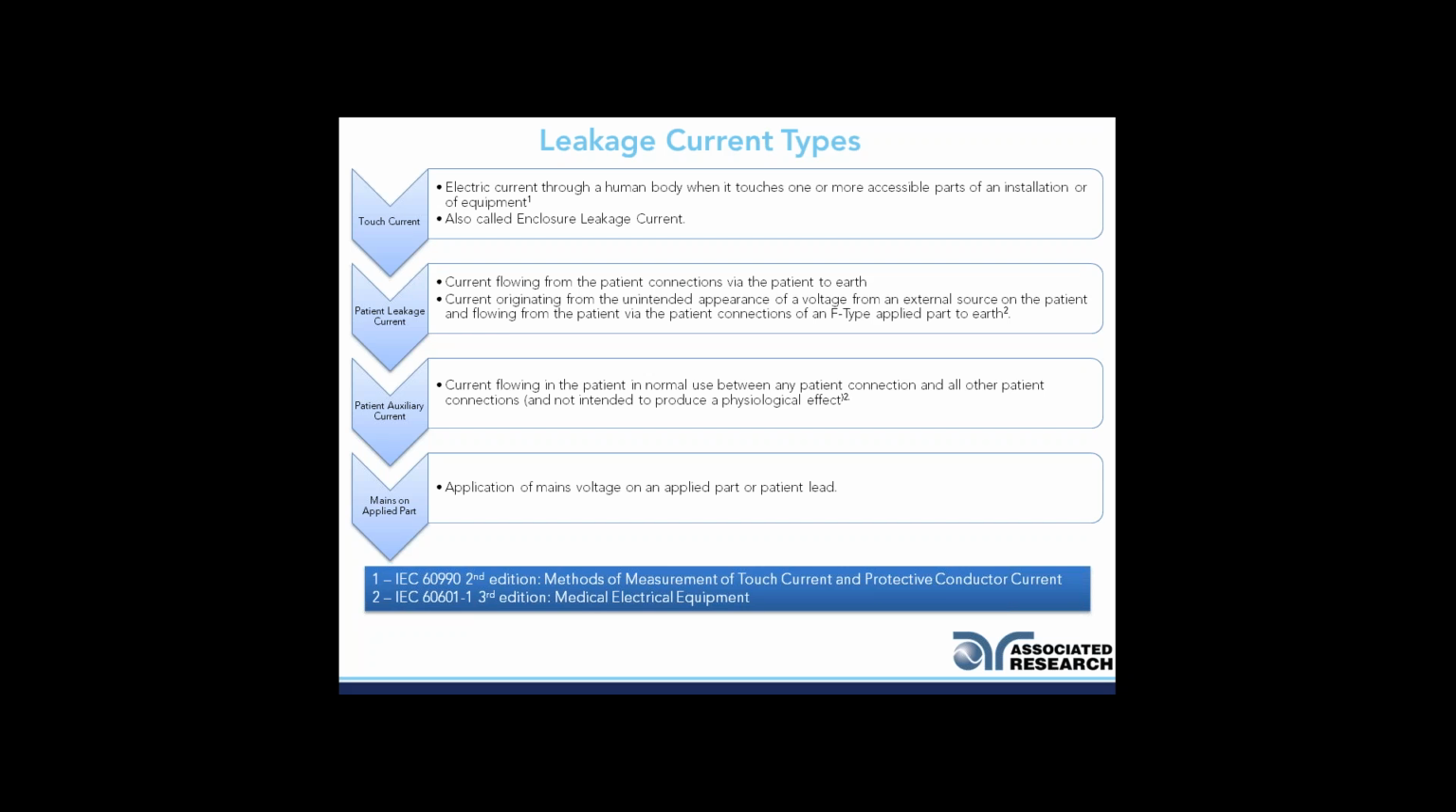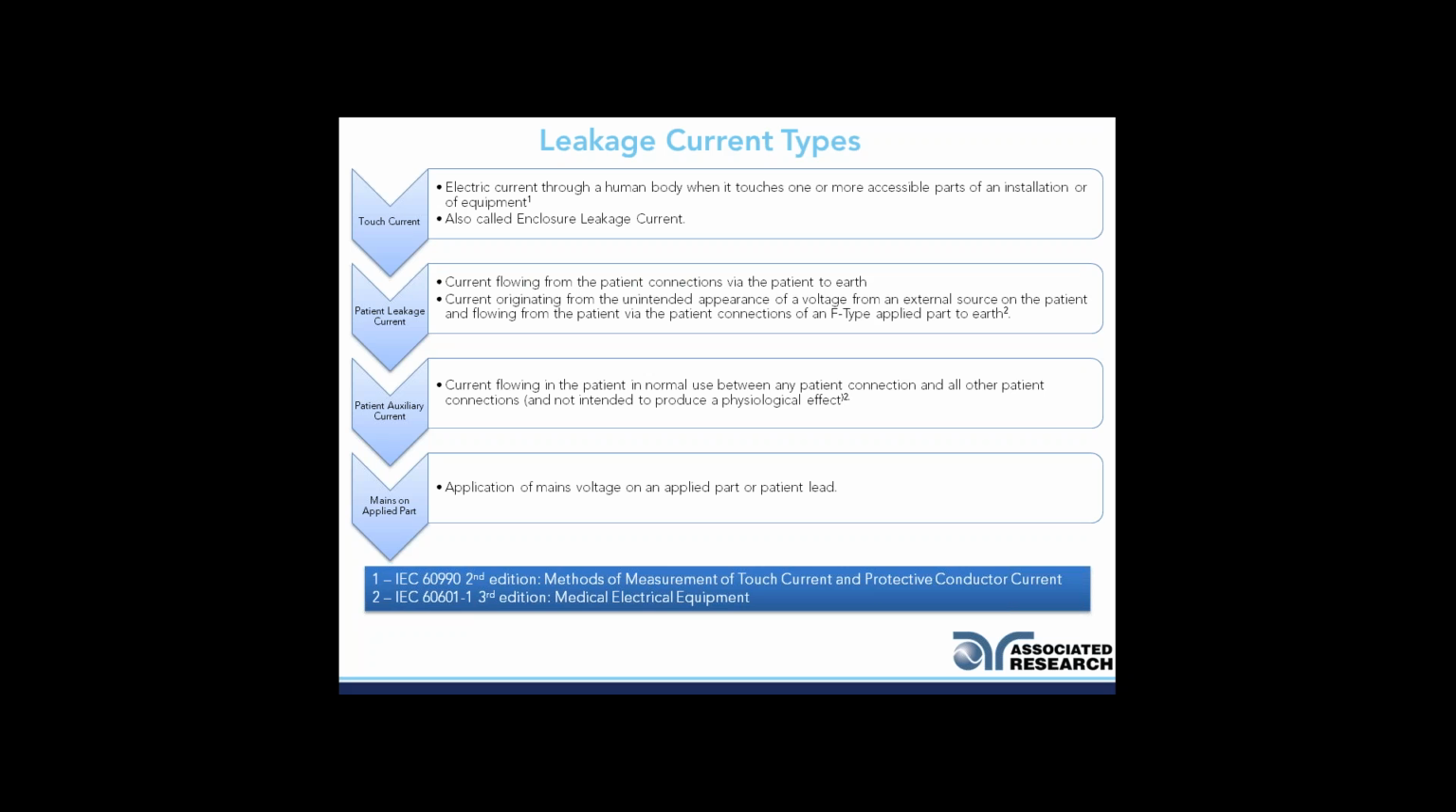Next, we'll take a look at patient leakage. The definition for patient leakage is current flowing from the patient connections via the patient to earth. There's also a secondary definition for current originating from the unintended appearance of voltage from external sources on the patient and flowing from the patient via the patient connection of an F-type applied part to earth.